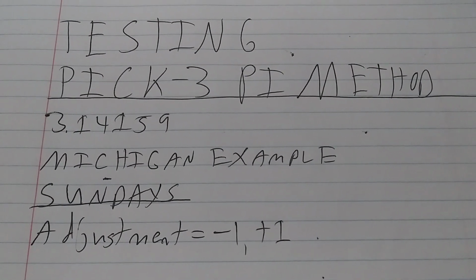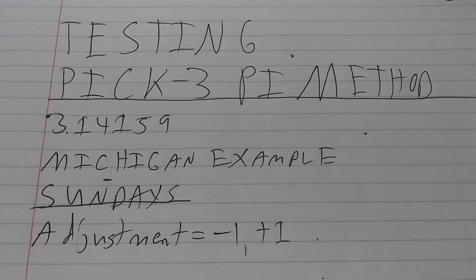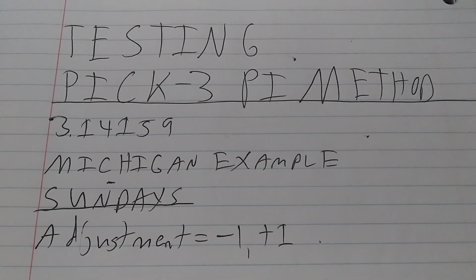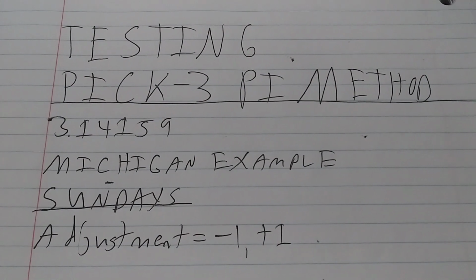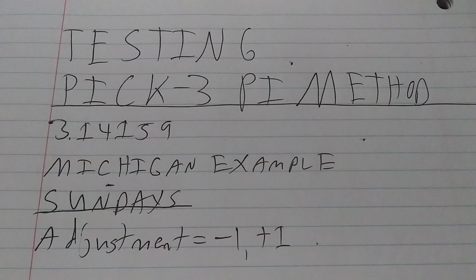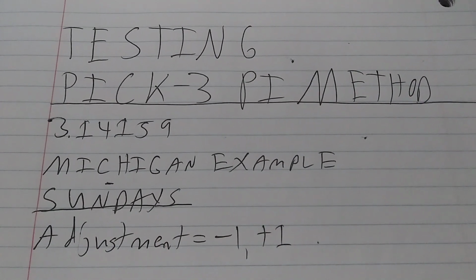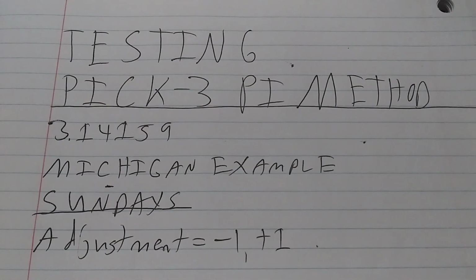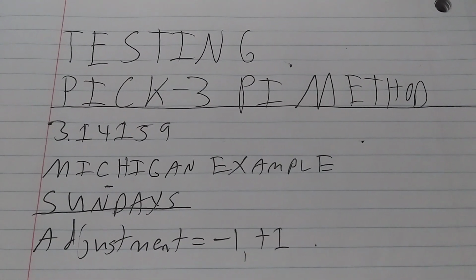If you are new here, all I do with these videos is take the number pi, 3.14159, and add and subtract those numbers from the numbers that have already hit, to see if we could figure out the next numbers in the next 7 days, potentially.